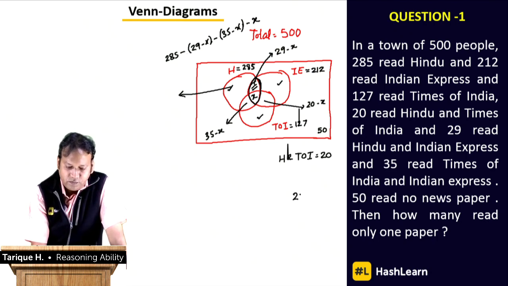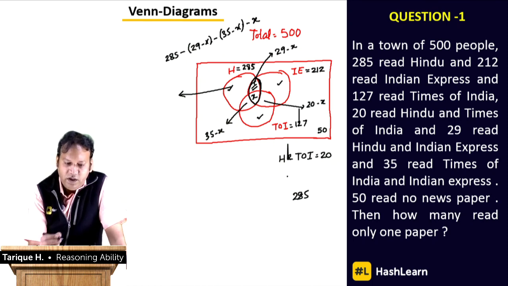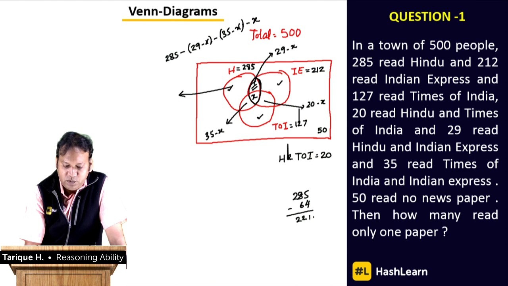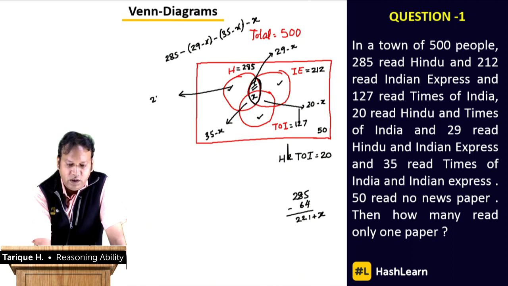285 minus 29 and minus 35 is equal to minus 64. So 285 minus 64 gives us 221, and minus x, this minus and minus will become plus, and this minus and minus will become plus. So 2x minus x is plus x, so 221 plus x. This is the total number of people that will go in this place here, 221 plus x.